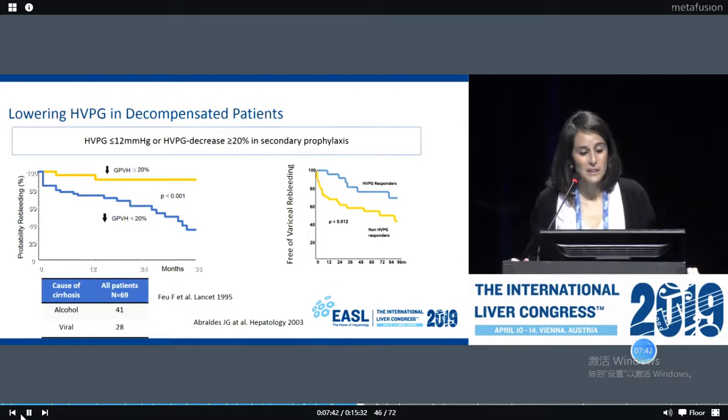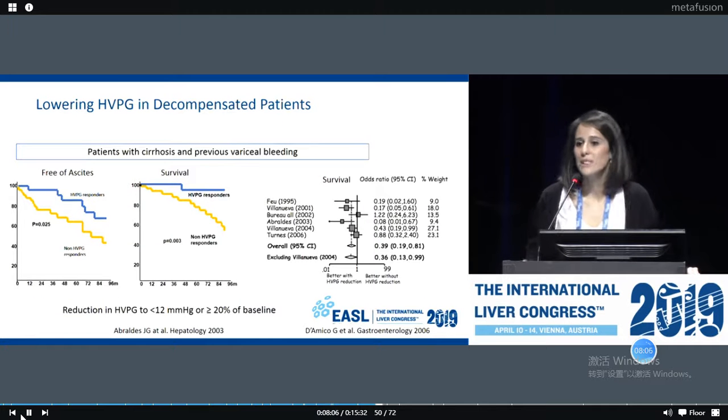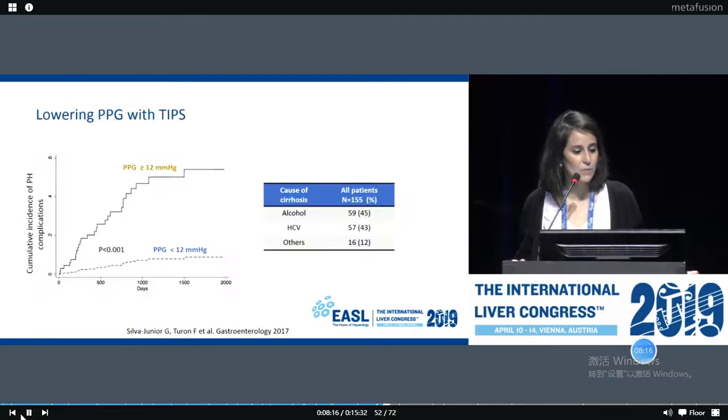Regarding lowering HVPG in decompensated patients, we have known since 1995 from the Barcelona group that lowering the gradient by 20% or more is associated with a decreased probability of rebleeding, and this was also seen in other studies. Not only the probability of bleeding, but also the probability of developing ascites, and it has an impact on survival, and this is the aim of therapy in secondary prophylaxis.